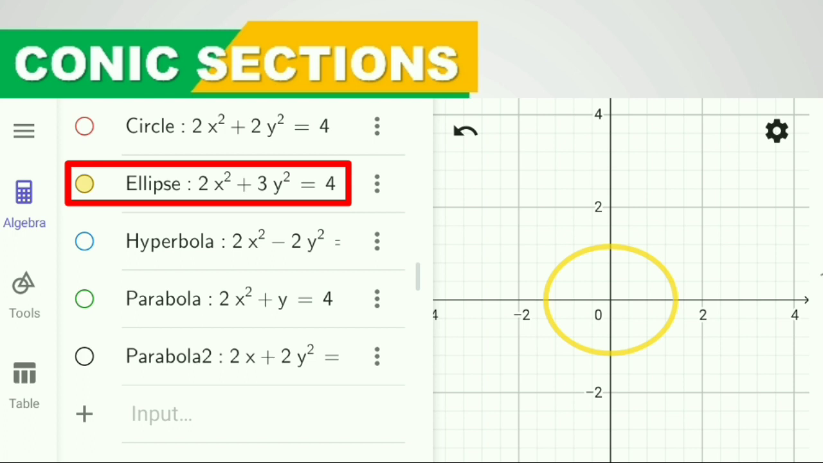Again, a particular equation will create an ellipse in the Cartesian coordinate system if the two variables x and y are both squared, they are both positive, but they have different numerical coefficients.